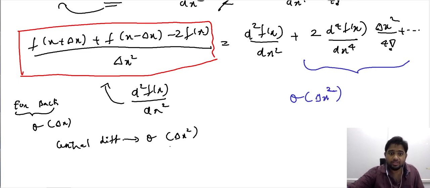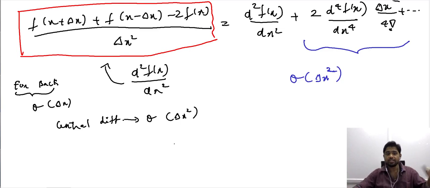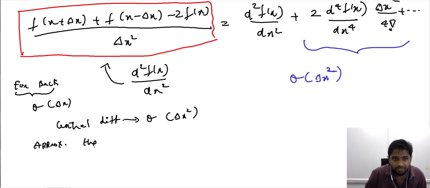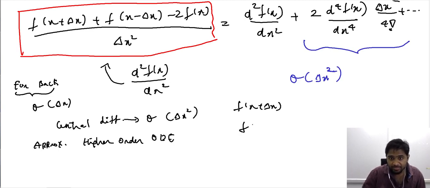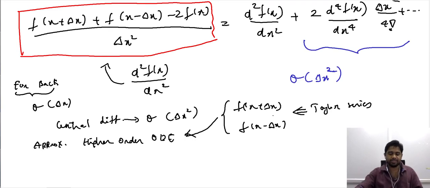Finally, using the combination of the terms associated with forward and backward difference, that is f of x plus delta x and f of x minus delta x, and their Taylor series expansion, it is possible for us to approximate higher order ODEs. So it all stems from the Taylor series expansion of these two functions, x plus delta x and x minus delta x.